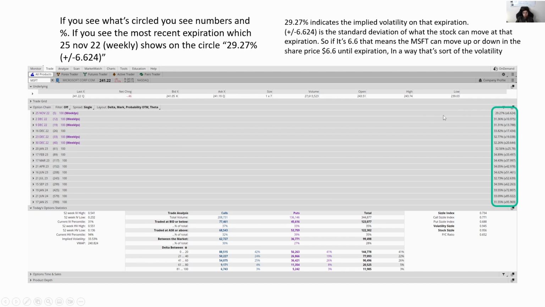Now, if you look at the most recent expiration date, you will see it says 29.27%, and it shows 6.624 positive and negative. What does this mean? Well, 29.27% indicates the implied volatility of all those options at the expiration date. And the 6.624 that says positive and negative is just the standard deviation of what the stock can move at the expiration. So what that means is that Microsoft can move up or down in the share price $6.60 until expiration, either up or down.